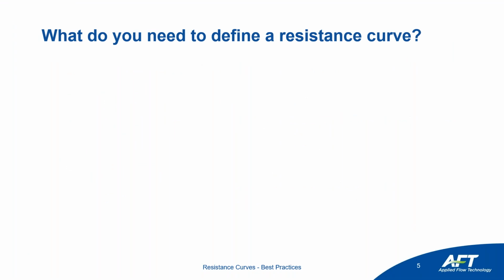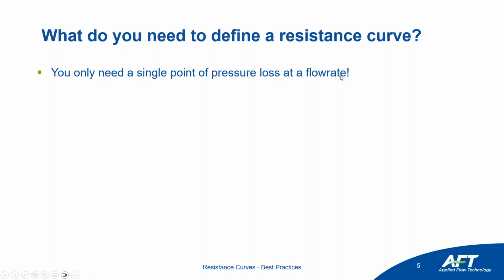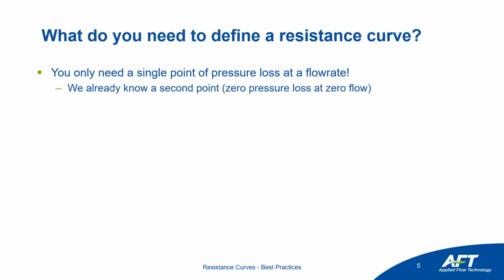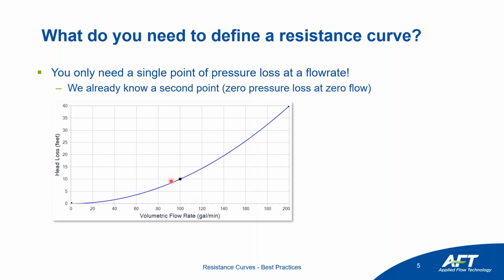So what information do we need to define a resistance curve? We've alluded to it a few different times, but we can put it exactly. So in our case, we only need a single point. We only need one measurement of pressure loss at a specific flow rate. We can do that because we already know that second point. We know that we have to have zero pressure loss at zero flow. Again, because if there's no flow through a component, it can't create frictional losses. So with that, let's say in this case, we have a head loss measurement of 10 feet at a flow rate of 100 gallons per minute. We can then say we have this 0, 0 point. We can fit these two to a quadratic curve. And from there, we have our resistance curve to use in our model.